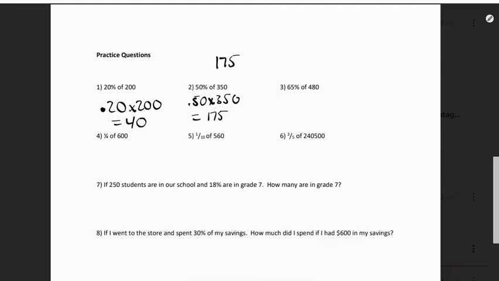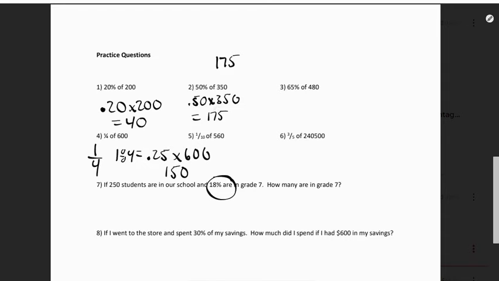If they ask for, say, a quarter of 600, well, what is a quarter? As a fraction, if you just go 1 divided by 4, you will get 0.25, and you should know that a quarter is 25%. So take that 0.25, times it by 600, and you will get 150. Okay? It's all about changing your percent to a decimal and multiplying by the total.